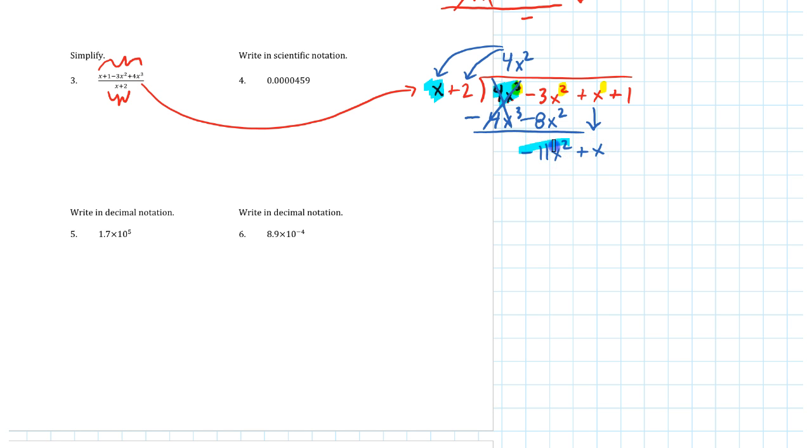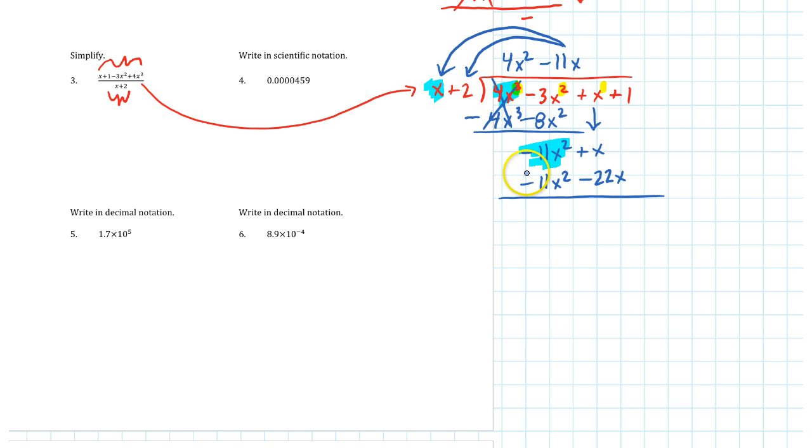Now we start the process all over again. So now what do I multiply x by that will give me a negative 11x squared? Well, that would be negative 11x. So negative 11x times x is negative 11x squared. Negative 11x times 2 is negative 22x.